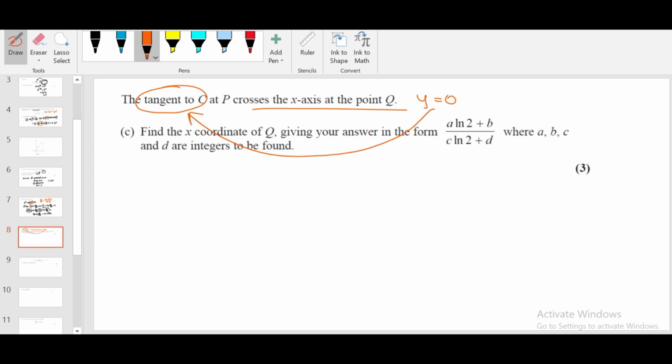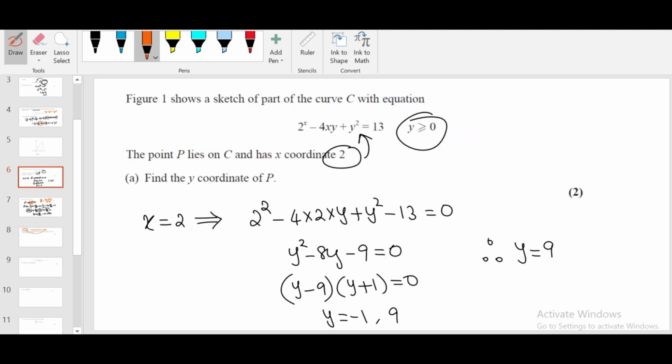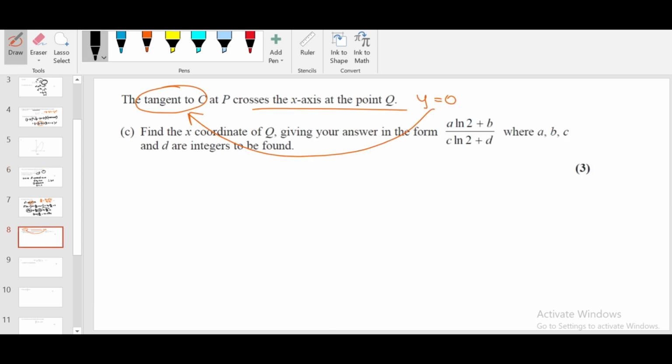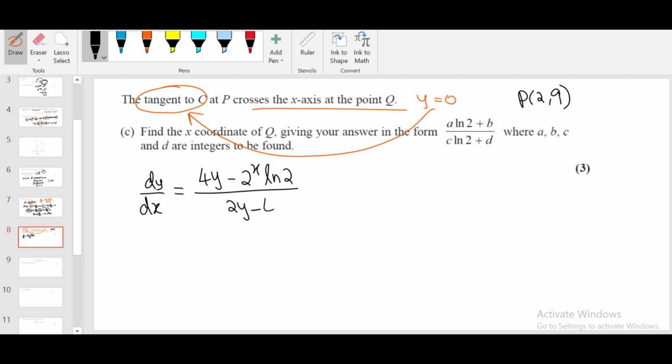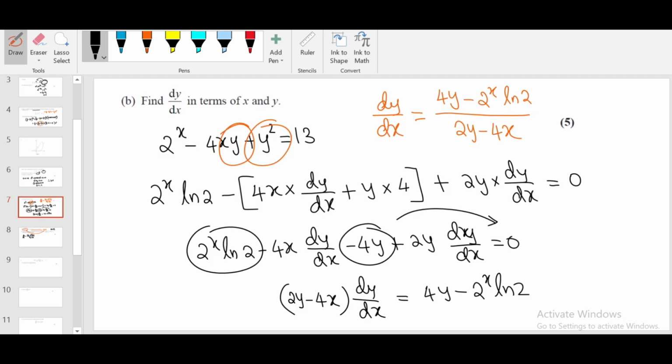We know the x and y coordinate of P. That's the first thing we did here, 2, 9. So we know point P is 2, 9. And we know dy by dx from the previous part. Dy by dx is 4y minus 2 power x ln 2 divided by 2y minus 4x, I guess.